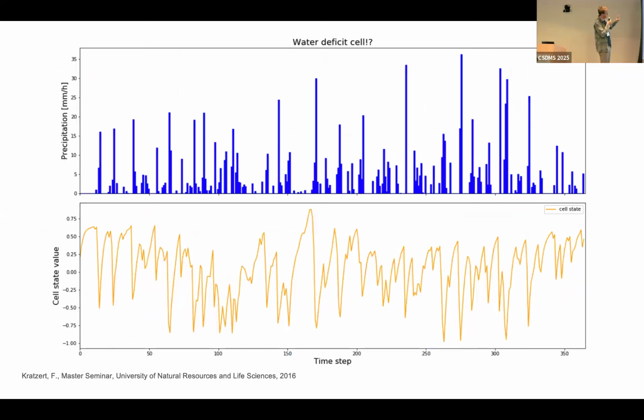Similarly, this is from a very, very old presentation I gave during my master's. We found this other cell that if you look at it with precipitation data, I phrased it as, is this a water deficit cell? It's like an inverse soil moisture cell. Whenever there's precipitation, this cell drops, and then it slowly starts to rise again, and you could invert this and probably get soil moisture out of it, right?